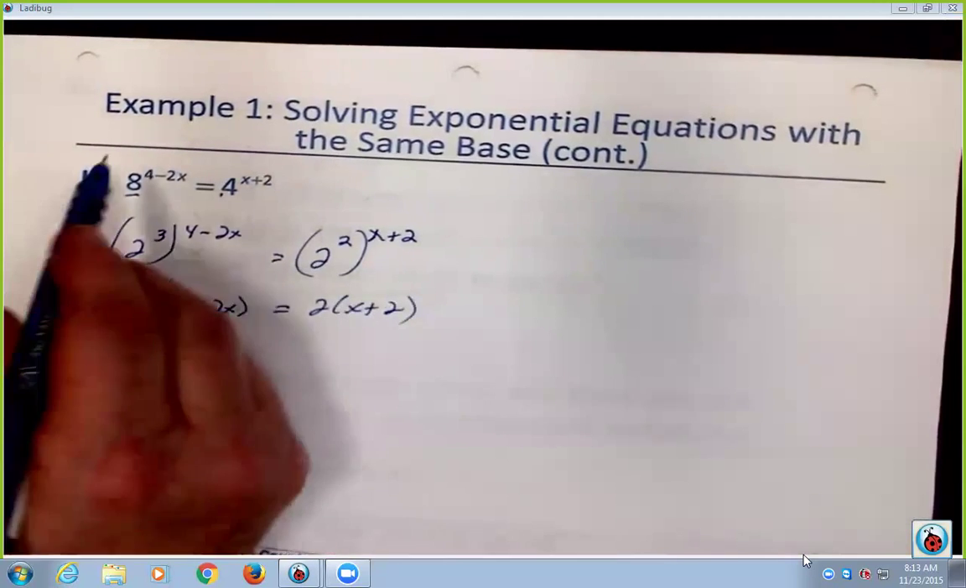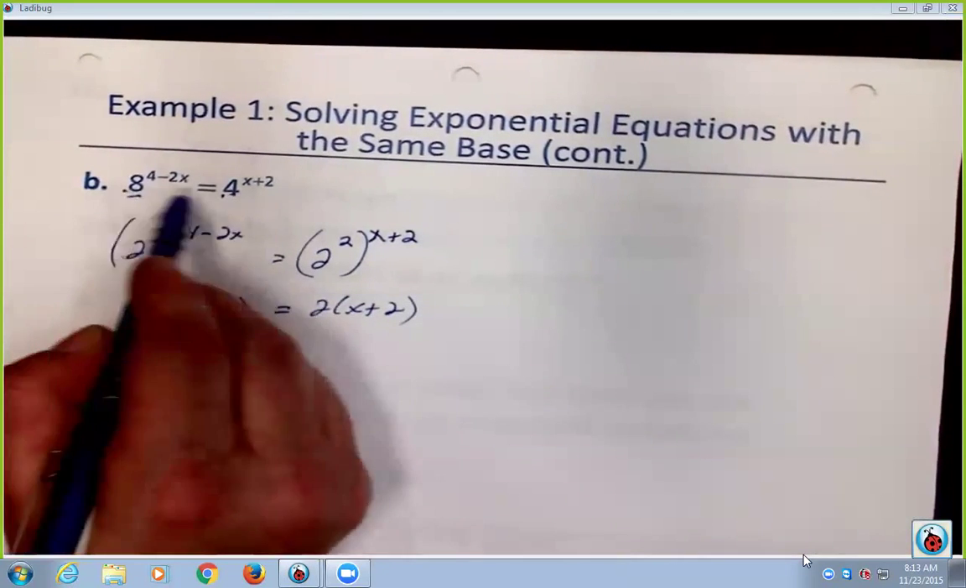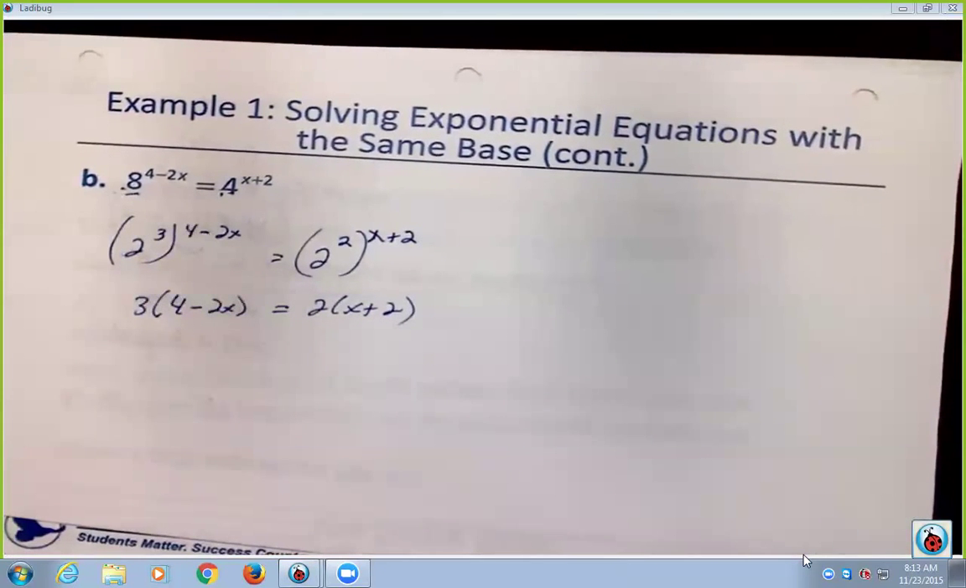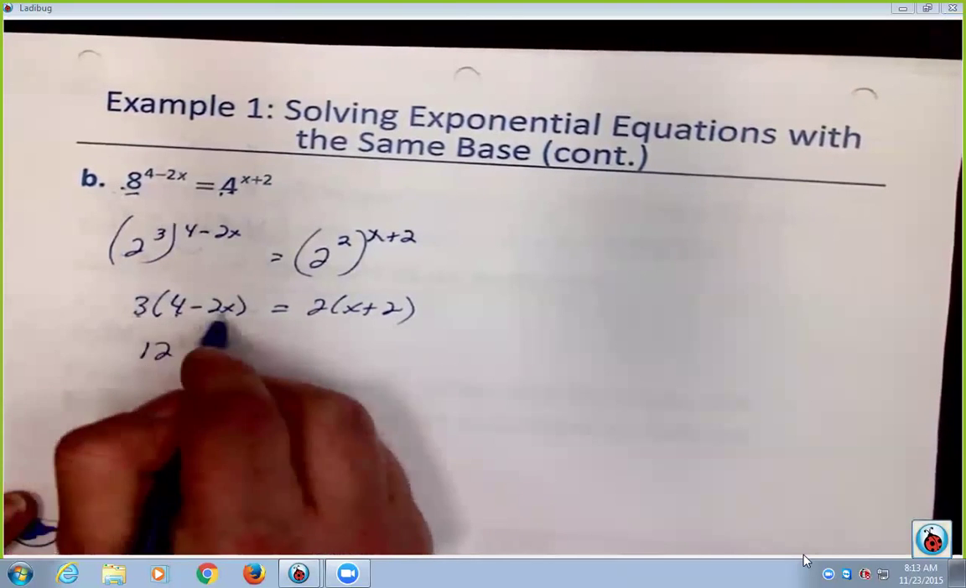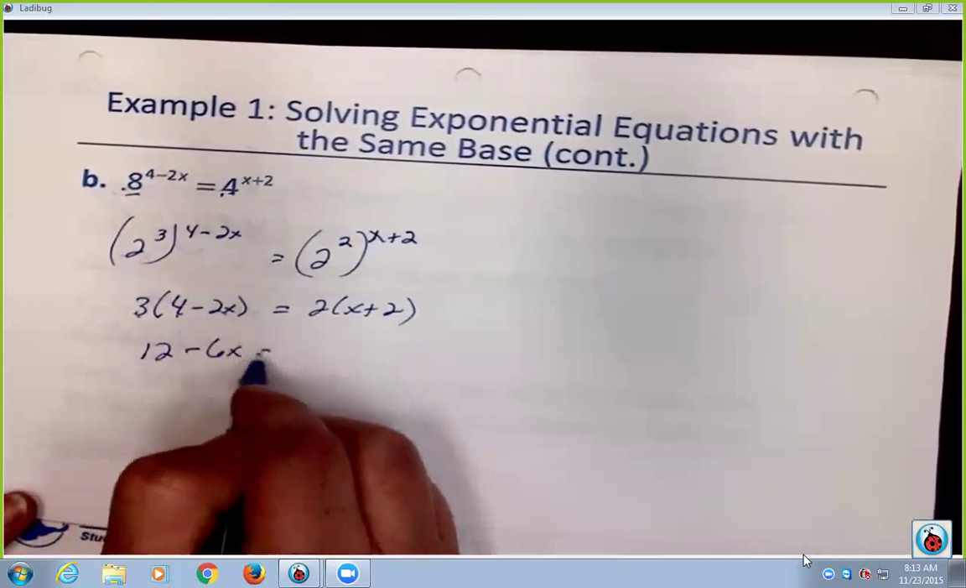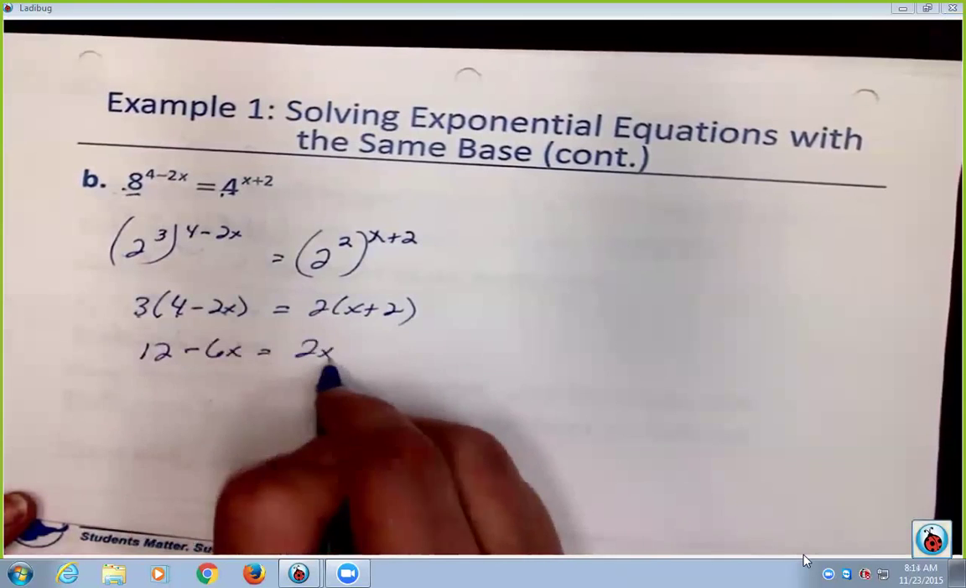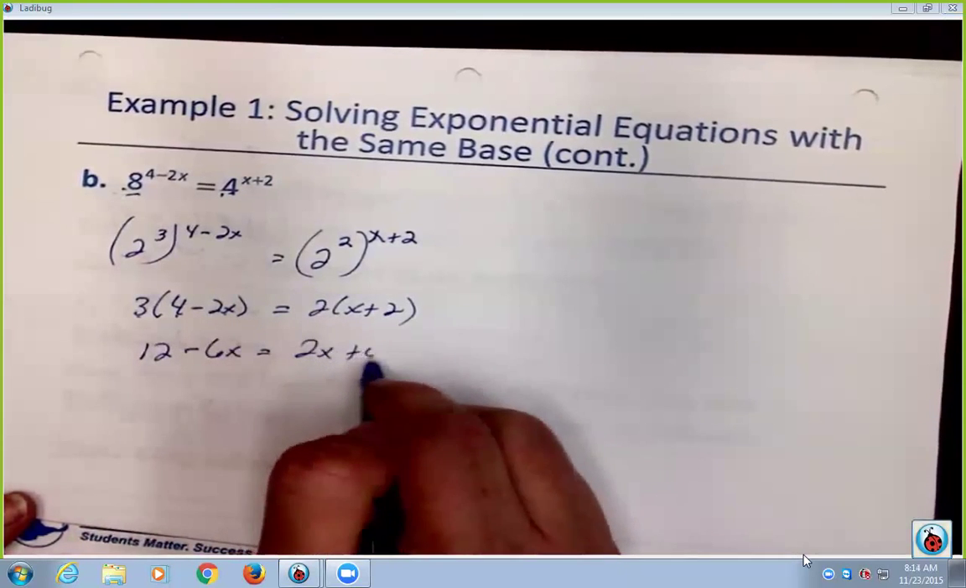So always look to see if you can make it have like bases. If you can make it have like bases, we are good to go. But if you can't make it have like bases, then we're not so good to go with this. So finishing it, 3 times 4 is 12. 3 times the negative 2x is negative 6x. 2 times x is 2x. 2 times 2 is 4.